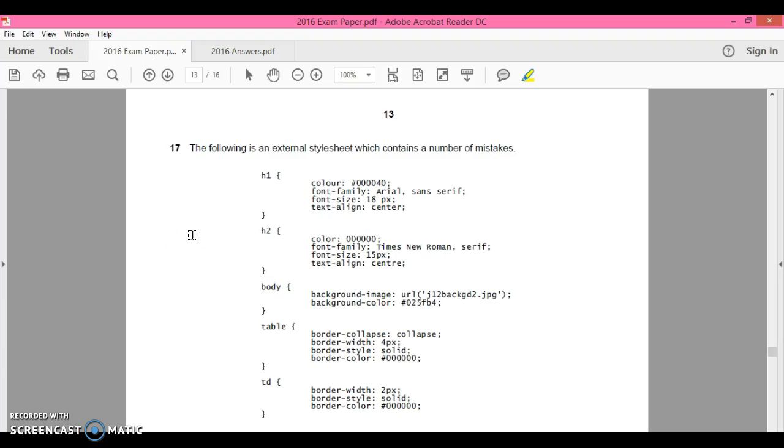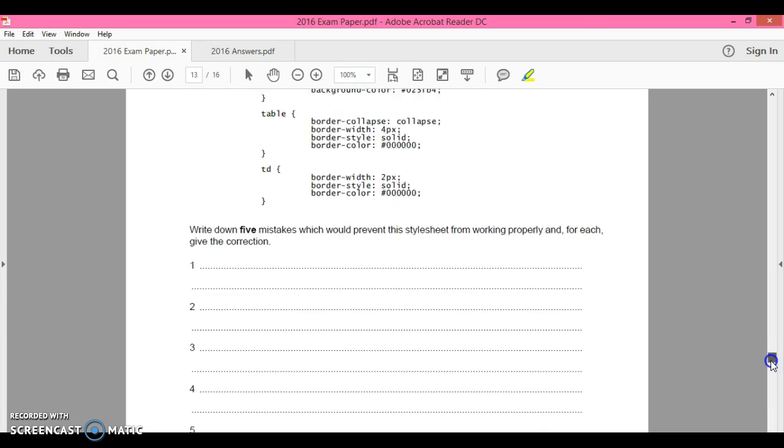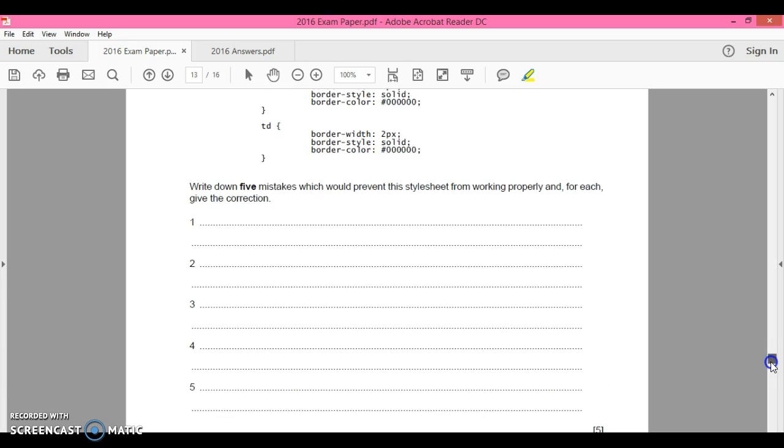Okay, so next question, 17. The following is an external style sheet which contains a number of mistakes. So here's a CSS style sheet that you're familiar with. You've done this. It says write down 5 mistakes which would prevent the style sheet from working properly, and for each give a correction. Okay, so now this isn't a matter of your opinion of I've done this and it worked.